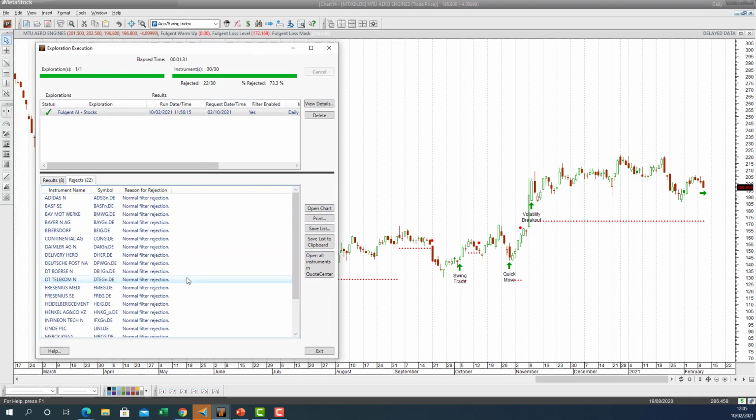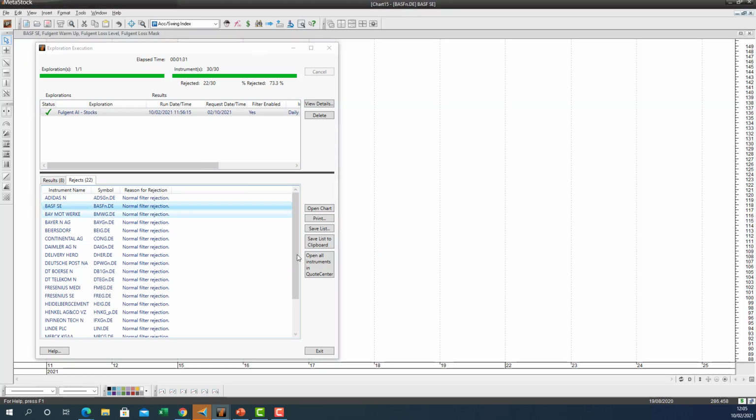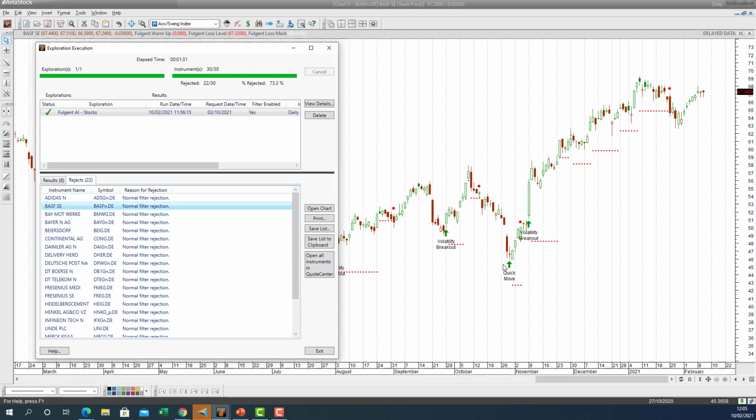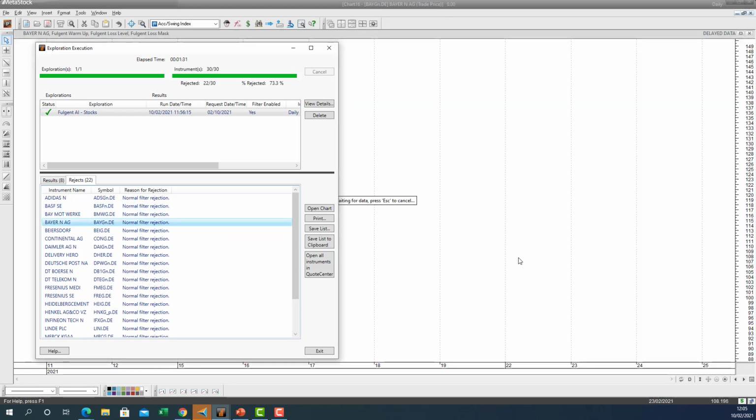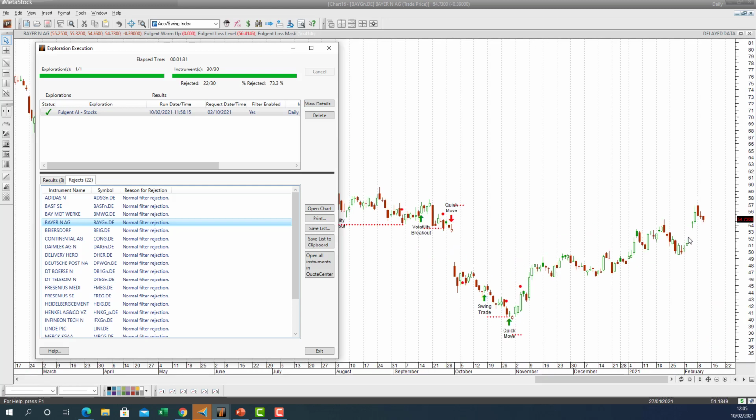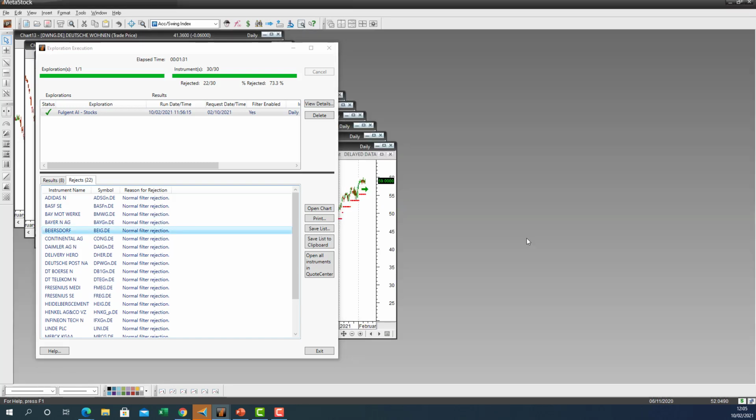If we look at some of the rejects, BASF is an interesting name there. We can see, yeah, you had some fantastic signals that hit the trailing stop loss there. So you can keep this one on the watch list, but we had some nice moves there. Bayer, you can see how this one's done. Also a quick move. This is interesting. Also, there was a sell signal there, but if you had moved your trailing stop up, that would have been a nice one. Beiersdorf as well.